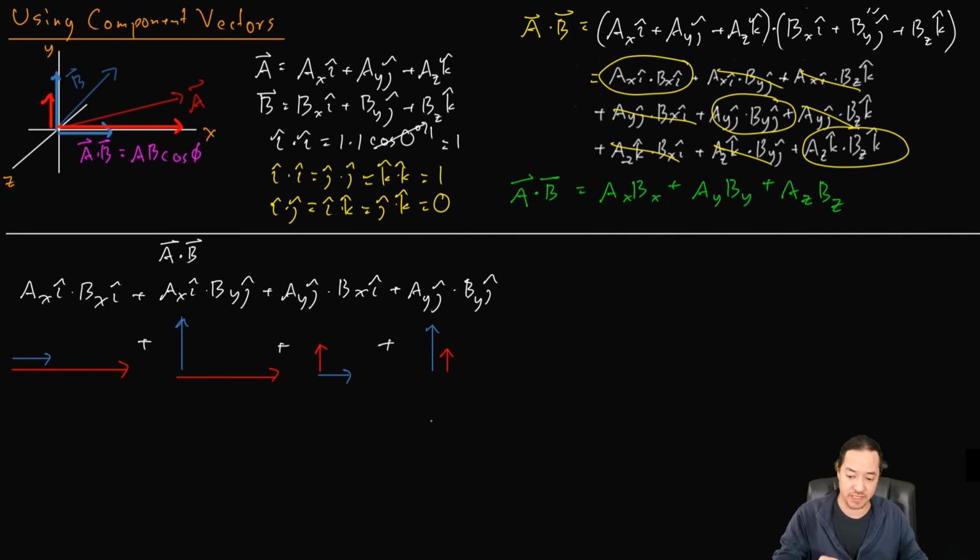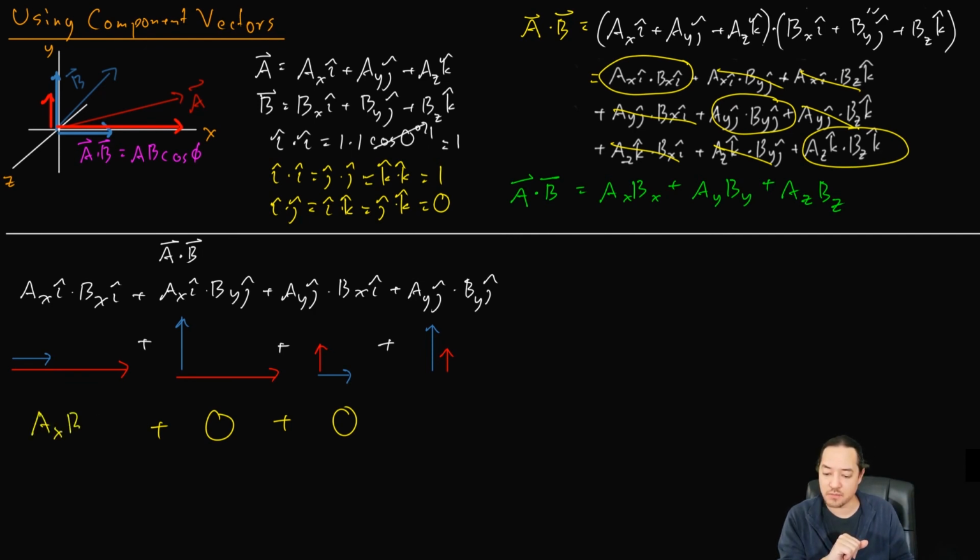Well, graphically, we can see that these 2 terms are orthogonal to each other, so this angle is 90 degrees. We know that cosine of 90 is going to be 0, and so this becomes 0 and this becomes 0. So we're adding zeros here. Meanwhile, for these, we can see that they're parallel, and so we're going to get the cosine of 0, which is 1. And so this is just going to give us Ax Bx plus 0 plus Ay By.